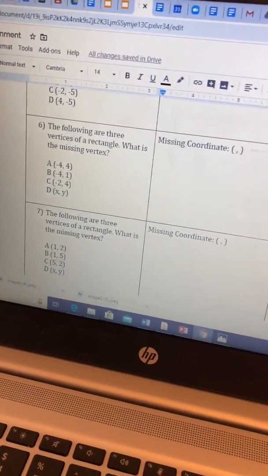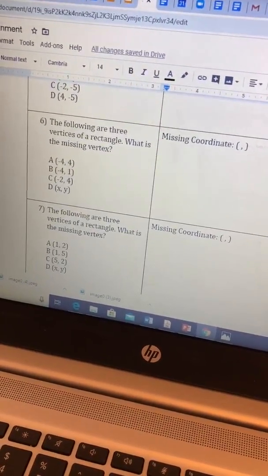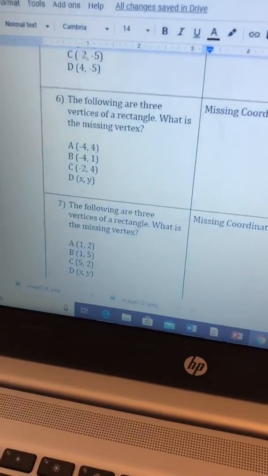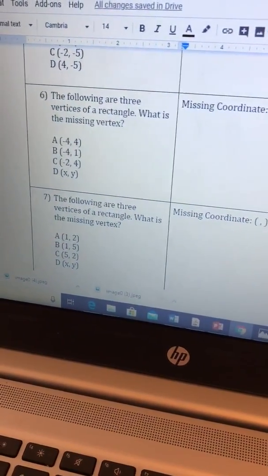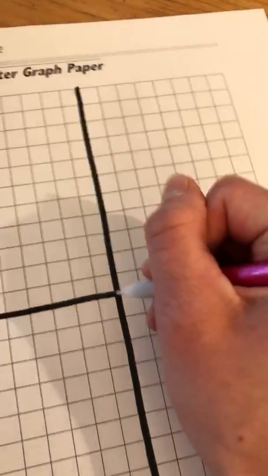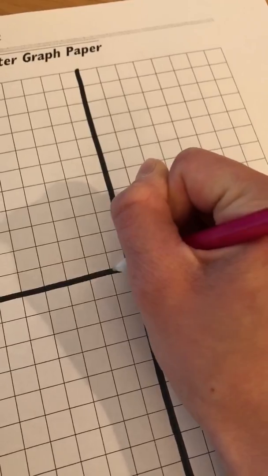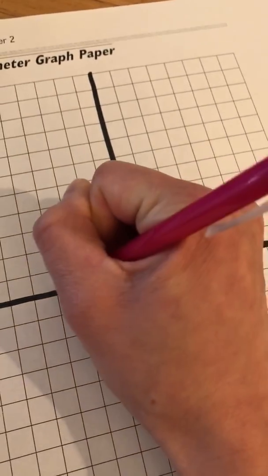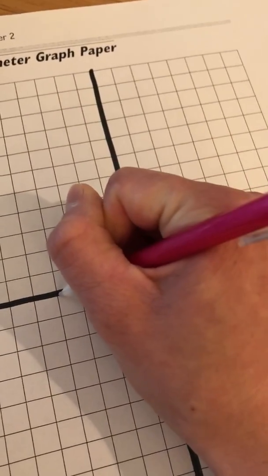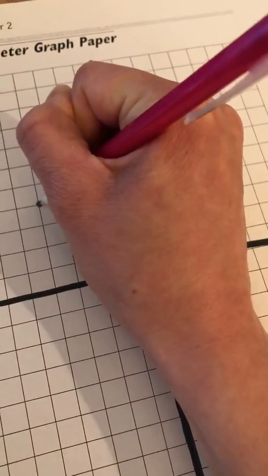I'm going to start by plotting the 3 that were given. I just have another grid here. The very first point was letter A, and that was -4, 4. So I'm going to go back to my grid. I'm going to start at the origin. -4 means I'm counting to the left, 1, 2, 3, 4. And then +4 means I'm going up 4. So 1, 2, 3, 4. And I'm plotting that point, and I'm labeling it A.